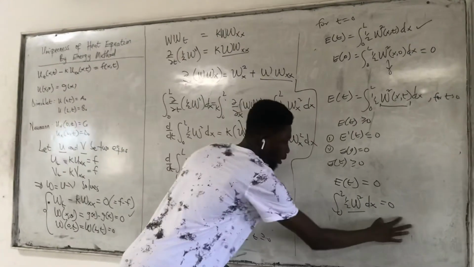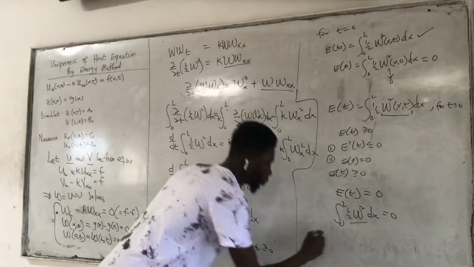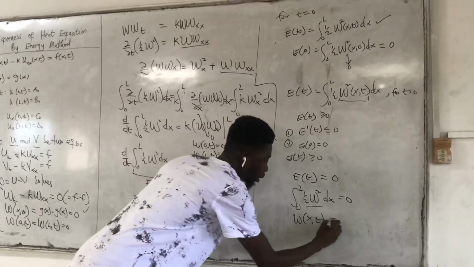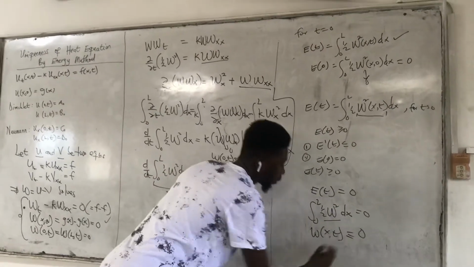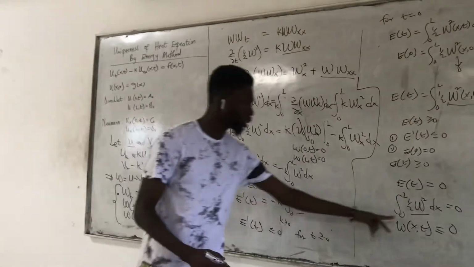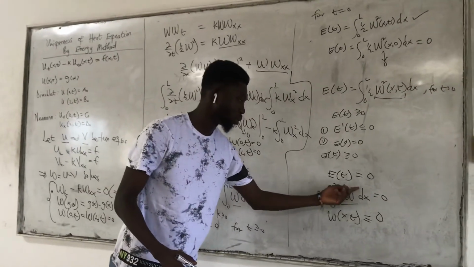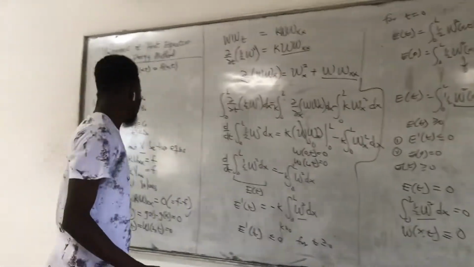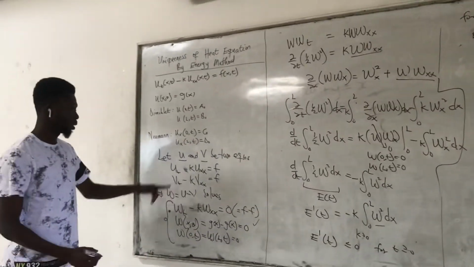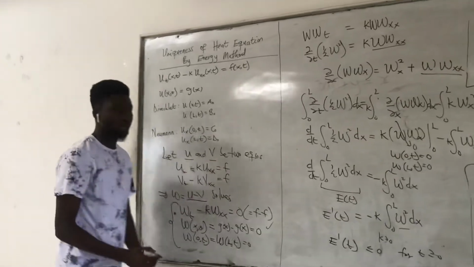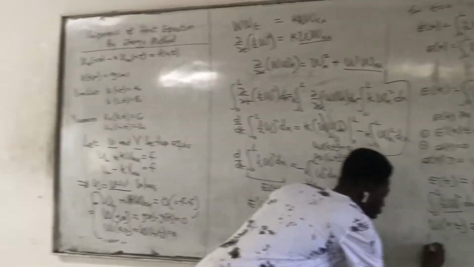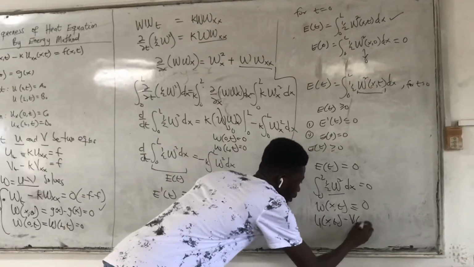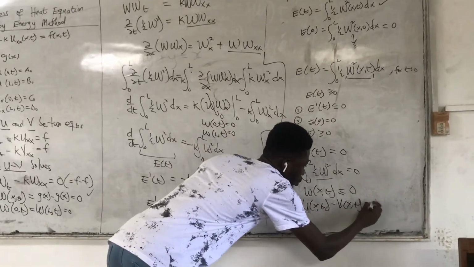This answer is only possible if and only if w, which is w(x,t) in full, is equivalent to 0. That is the only time we will have the integral of the w squared to be equal to 0. However, from here we have assumed that w(x,t) is the same as the difference of u and v. So doing that substitution, we have u(x,t) minus v(x,t) to be equal to 0.